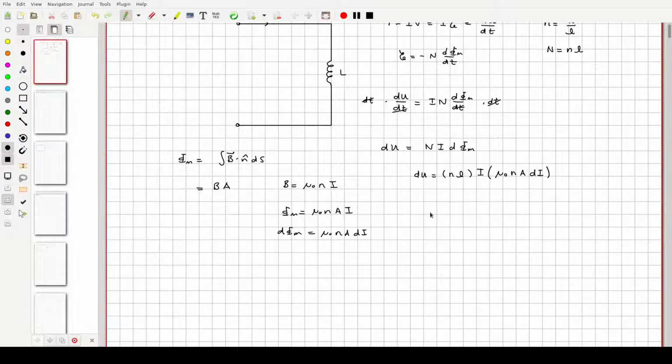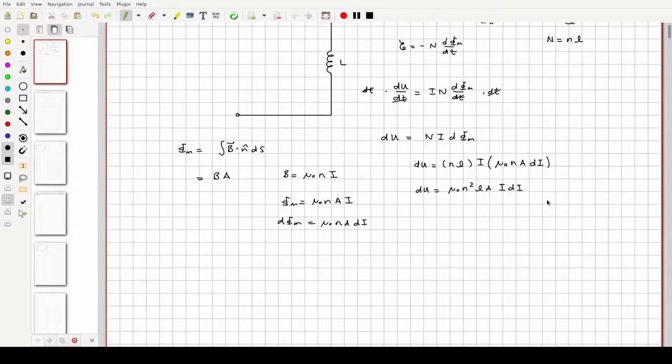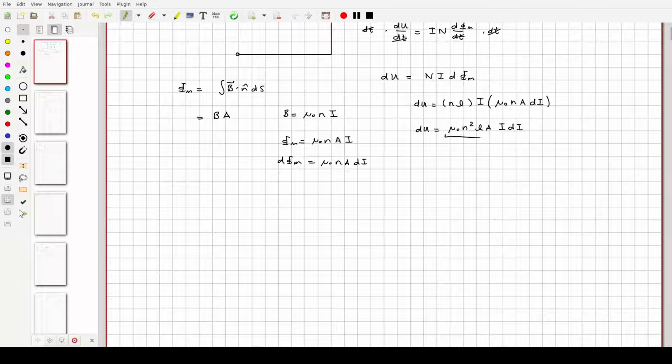du here on the left-hand side. On the right hand side, I'm going to pull out everything that is a constant. I have mu naught n squared L times A. On the right hand side, after that, I have I times di. Now, you might recognize this as being the inductance L, the self-inductance of a coil, which is exactly what it is. So, this is the same thing as L times I di.